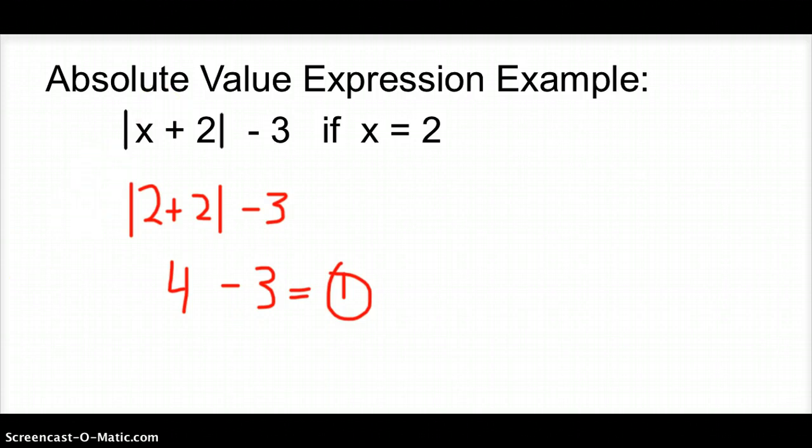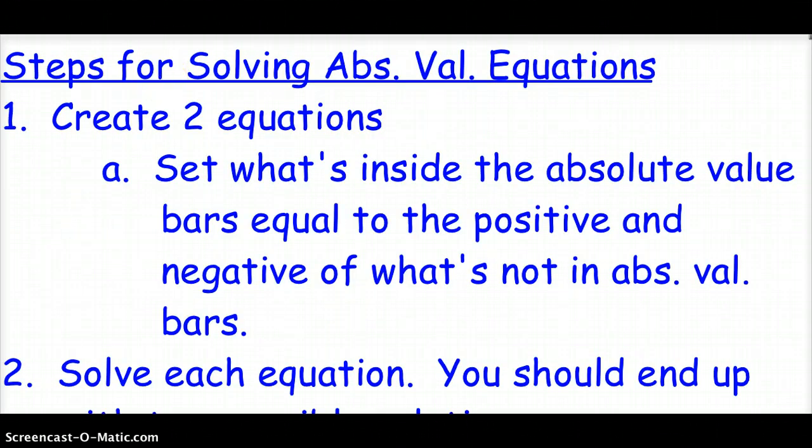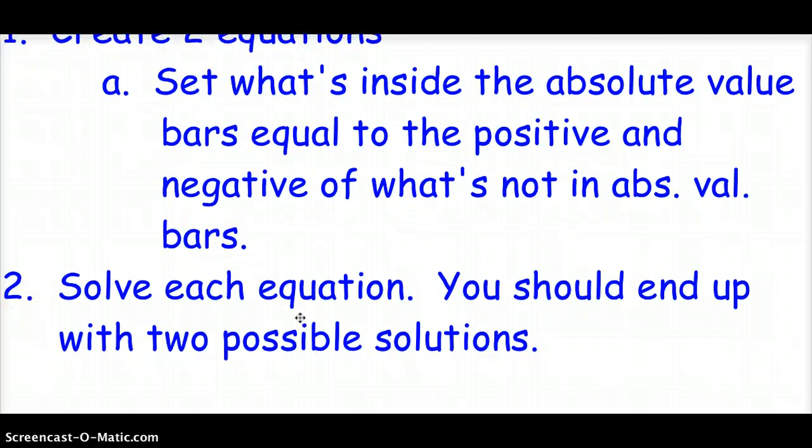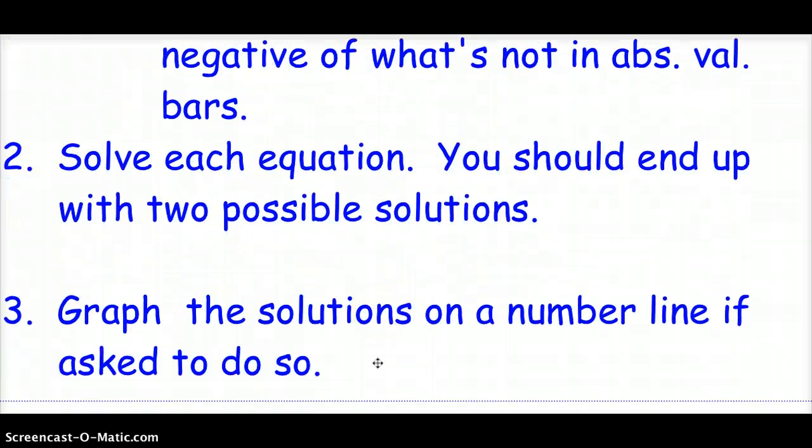Okay, now let's look at the steps for solving absolute value equations. First thing we want to do is create two equations. We want to set what's inside the absolute value bars equal to the positive and to the negative of what's not in the absolute value bars. In other words, what's on the other side of the equation. We're going to set it equal to that. Okay, so next we solve each equation. We have two equations now. We solve each of them, and we should end up with two possible solutions.